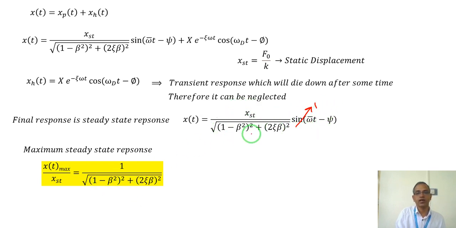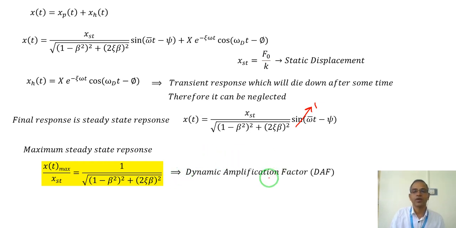Then the right hand side will become 1 by under root of (1 minus beta square) whole square plus (2 xi beta) whole square. This is called the dynamic amplification factor, or dynamic magnification factor, also DAF. This is very important for the design.